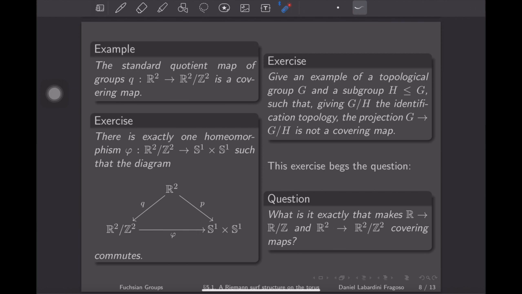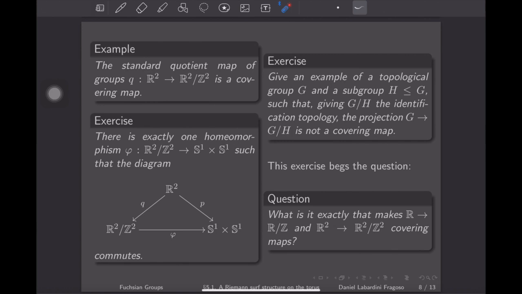Okay, but that's not true, right? One may be misled into thinking that that's the direction we are going to take, but it's not the case. And in this exercise, I ask you to give an explicit example of a topological group and a subgroup with the property that the projection is not a covering map. Of course, giving the set of left cosets the identification topology.